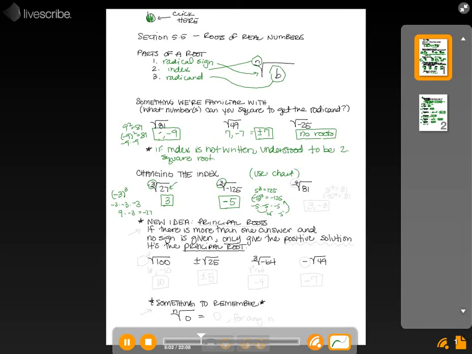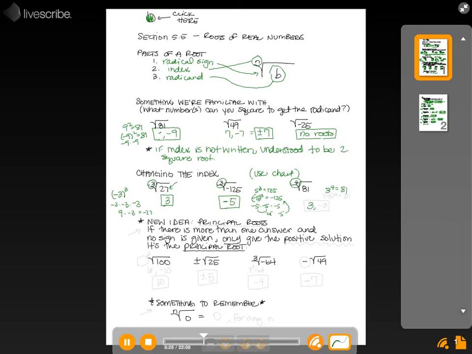The last one here, the fourth root of 81. Well, we want to look at our fourth root column. We want to figure out what number we can take to the fourth power to get 81. And if we look down that column, the number is 3. 3 to the fourth power does equal 81. 3 times 3 is 9, times 3 is 27, times another 3 is going to be 81.